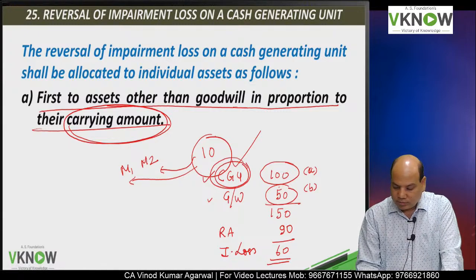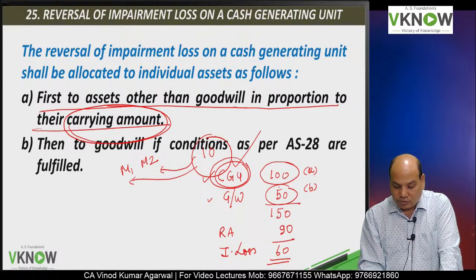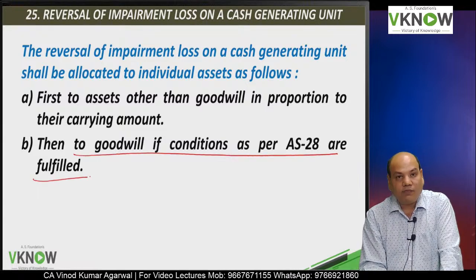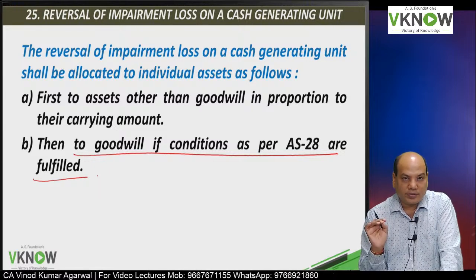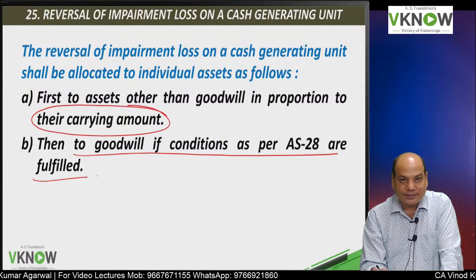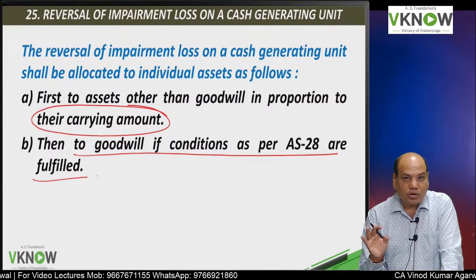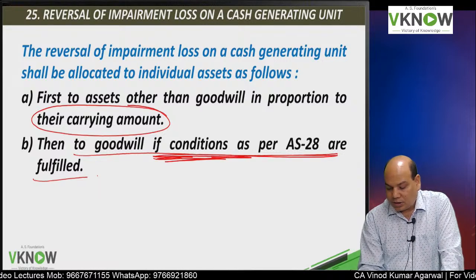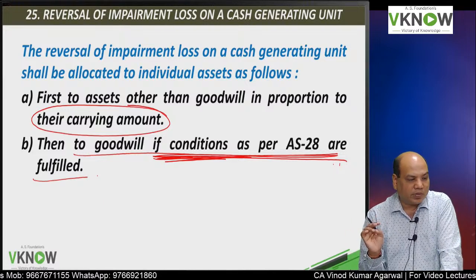What about goodwill? Should we reverse the impairment loss on goodwill also? The answer is only if certain conditions are fulfilled. Otherwise, impairment loss on goodwill will not be reversed. First, reverse the impairment loss over the assets of the CGU in the ratio of carrying amount, and then to goodwill, double underline, if certain conditions are fulfilled. Otherwise, you are not going to reverse the impairment loss on goodwill.